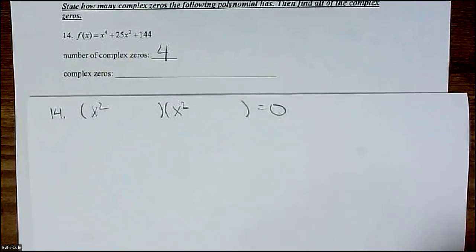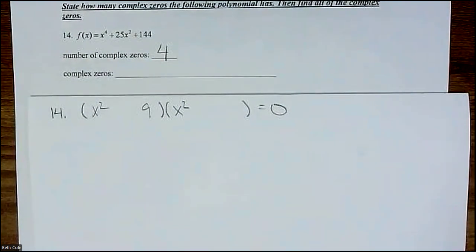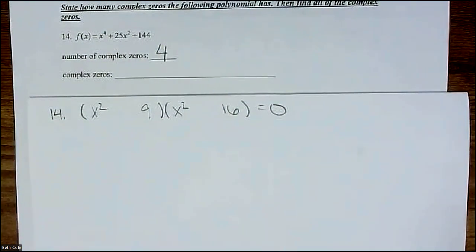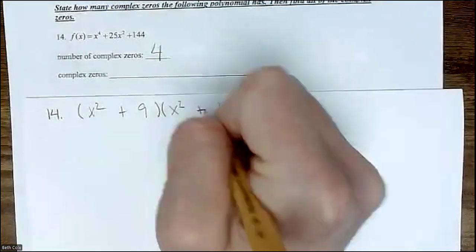So it has to be... What are some other perfect squares? No, not 3. 9. 9 is one of them. Good. And 7. It's 9 times 16. Good job. We got there. And they're both pluses. All right. And then what do you do?